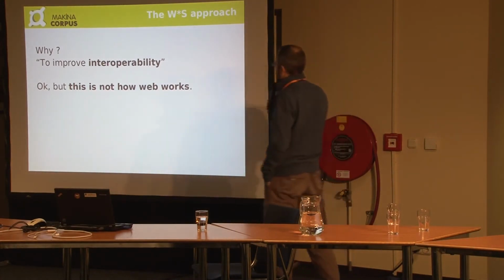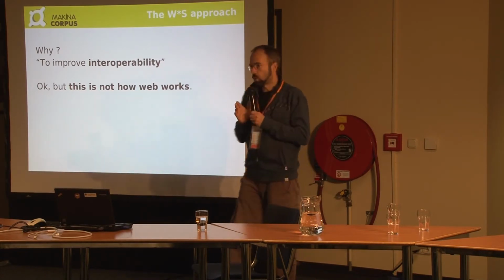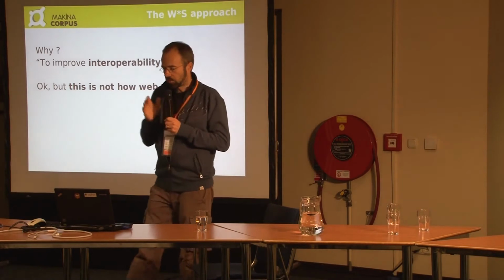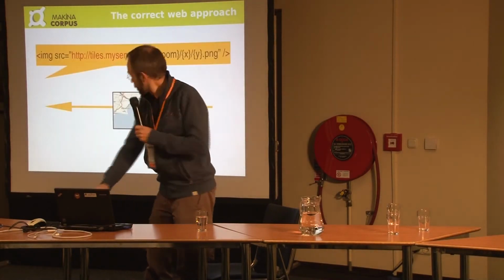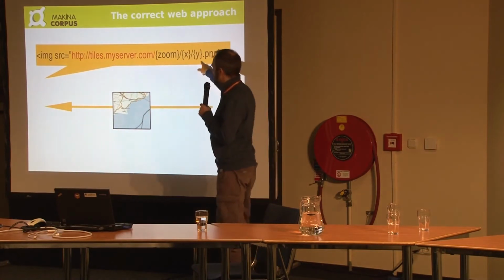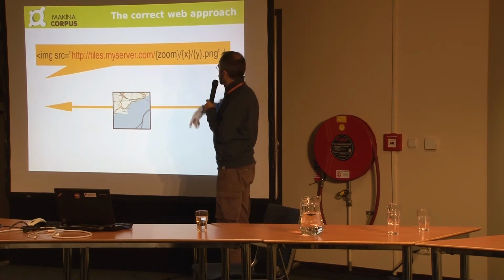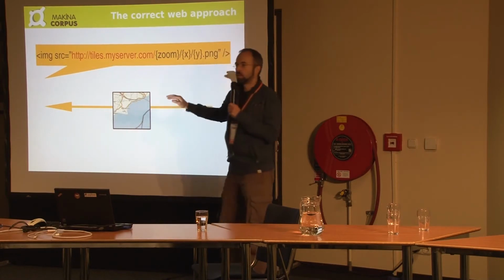And really, this big dialogue in XML is not how the web should work. To work fine on the web, you do something like that. Okay? That's a way to get an image. You have an image with a URL. Well, you have X, Y to get the position. You get the map. No dialogue at all.